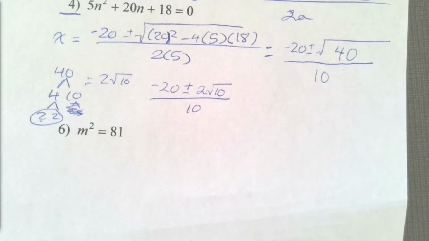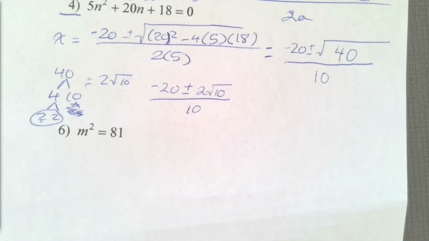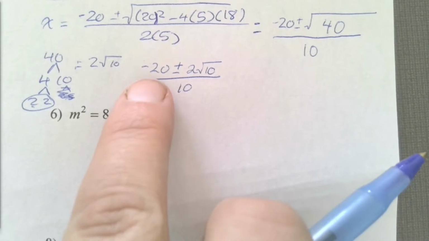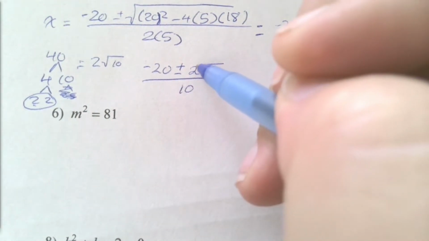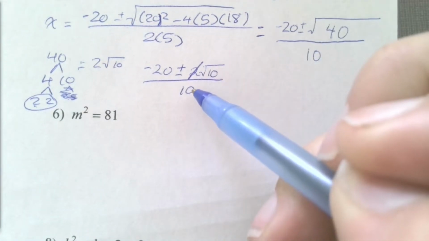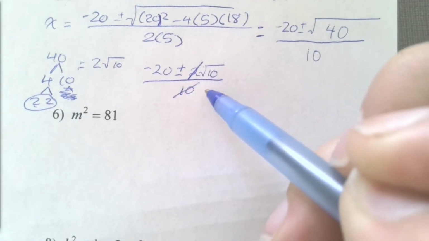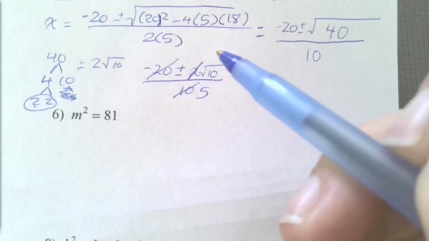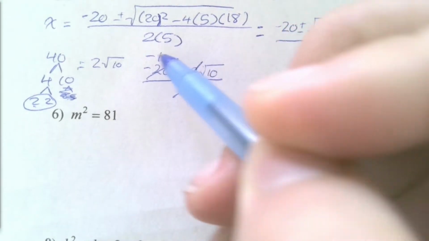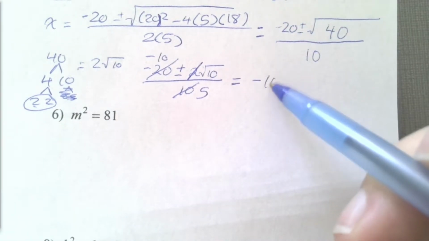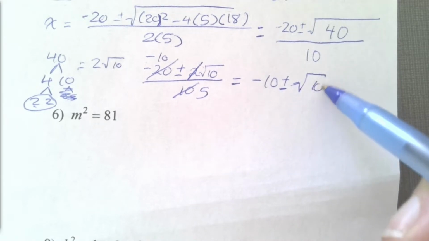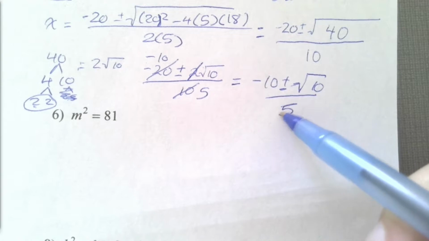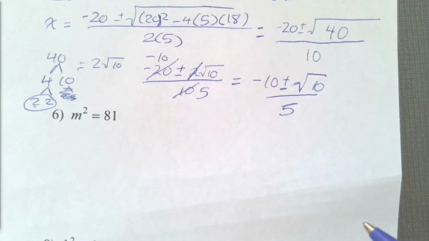Can we cancel something out now? Can we reduce? What's a number we could take out of every single group? 2. So if I take a 2 out of here, that 2's gone. If I take a 2 out of 10, what is it now? If I take a 2 out of 20, what is it now? Don't forget the negative, but yes. Sorry, plus or minus. That's your answer.